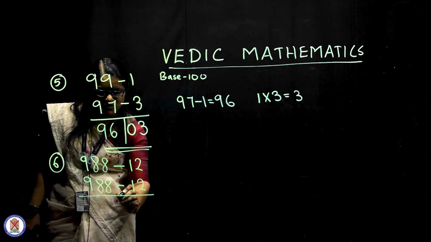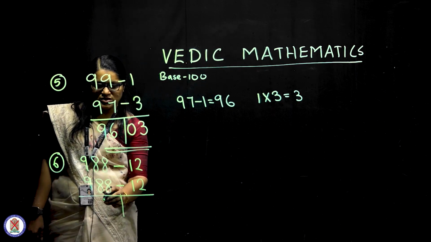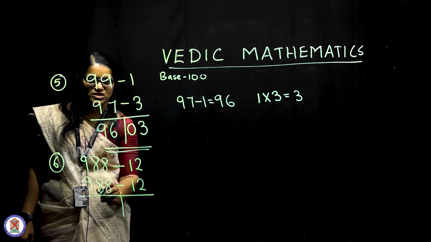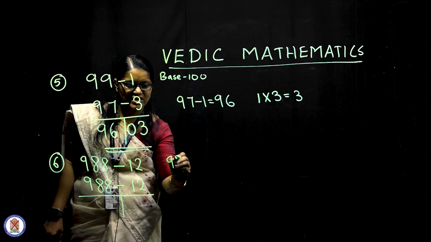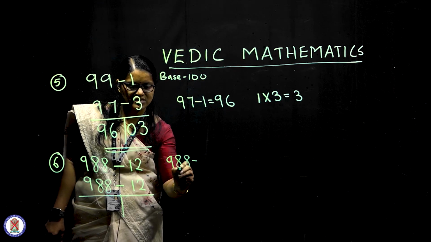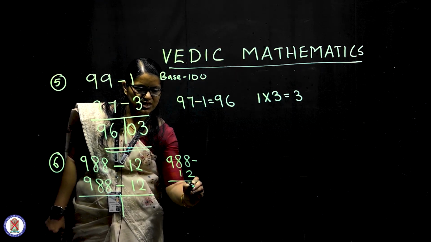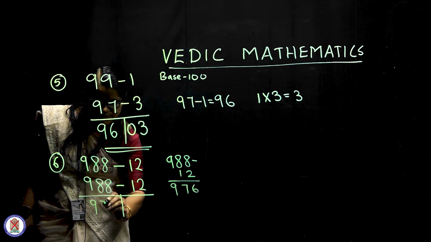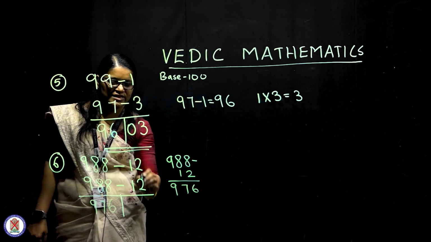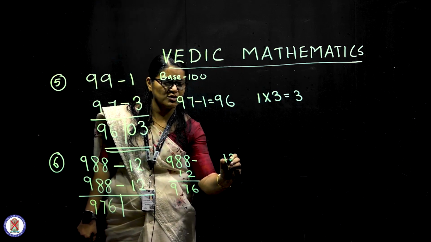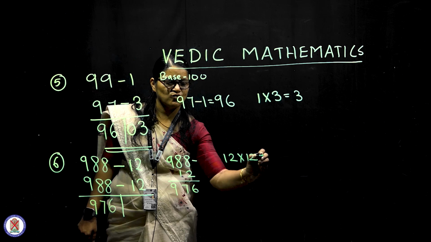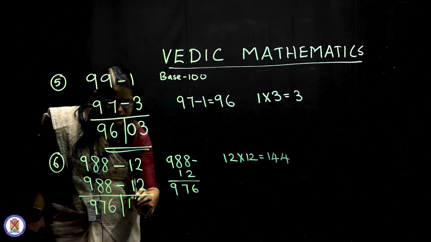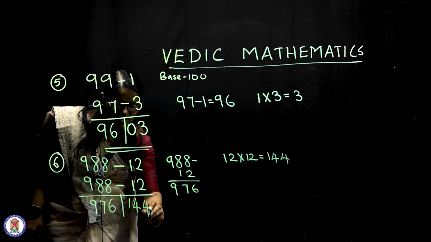Now the portion is divided into 2. To obtain the left hand side, we can use the cross subtraction method. So we have to find 988 minus 12, which will give you 976. That is to be written here. To get the right hand side portion, we have to perform 12 into 12, that is 144. So that should be written here. So the answer is this.